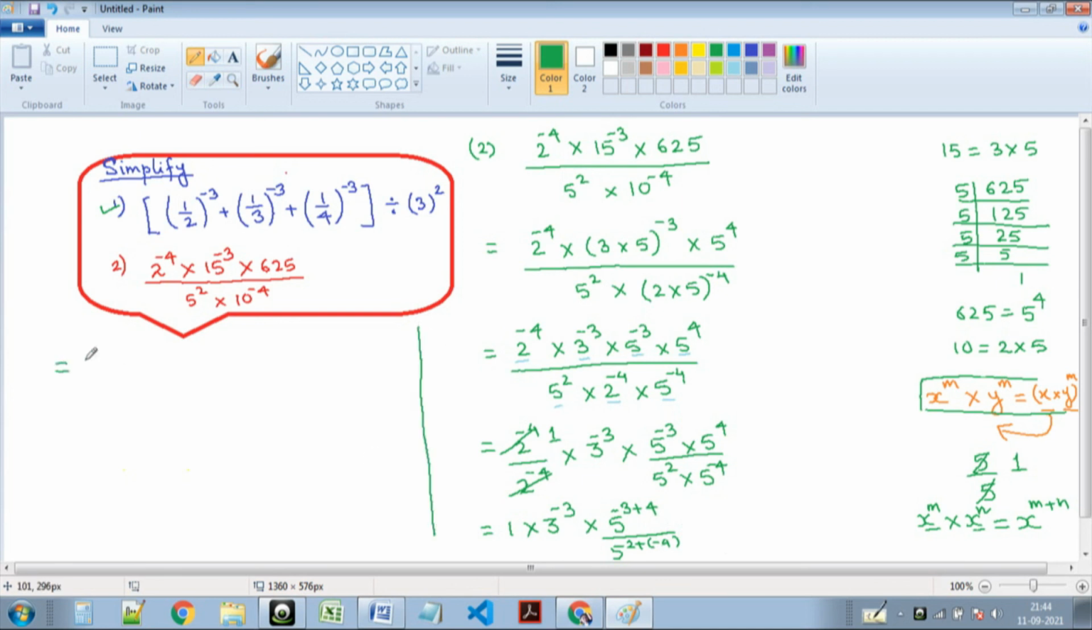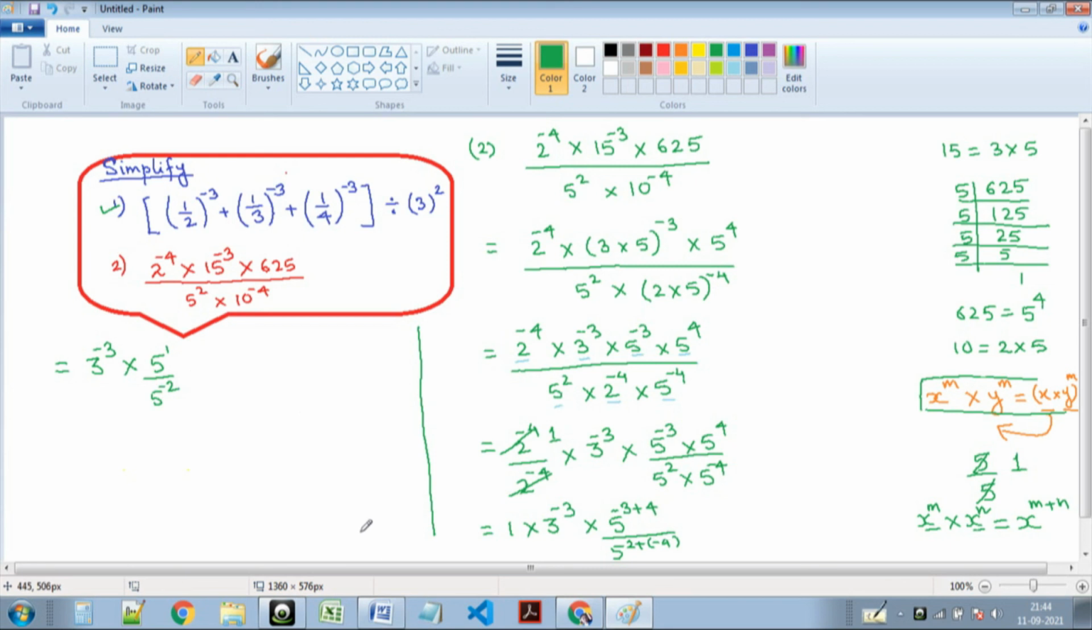So equals to, you know that 1 when multiplied to any number, the same number will come. So 3 to the power minus 3 will come cross. Here you can see that minus 3 plus 4 will come as 1. So here we can write 5 to the power 1 divided by, and here you can see that plus into minus, the bracket means multiplication. So plus into minus is minus, so 2 minus 4 is nothing but minus 2. So here 5 to the power minus 2 will come.